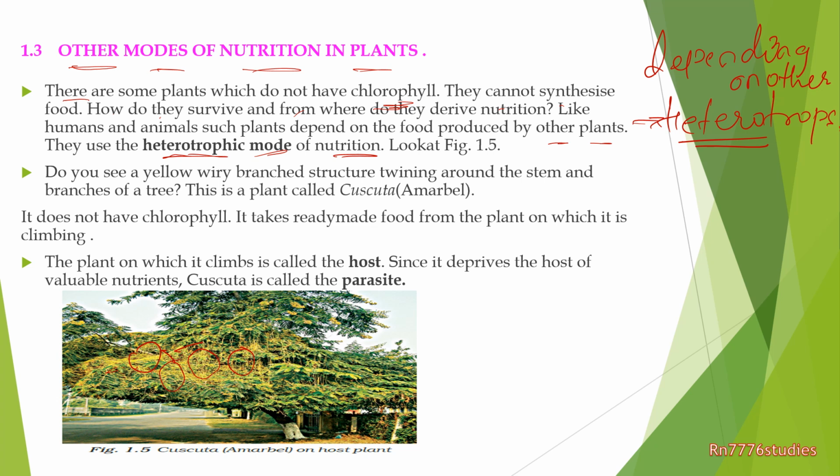It does not have chlorophyll. It takes ready-made food from the plant on which it is climbing. What is the meaning of climbing? It's just overlapping. The plant on which it climbs is called the host. Since it deprives the host of valuable nutrients, Cuscuta is called the parasite. So what is a parasite? Which depends on the host is a parasite. So this is a parasitic plant.